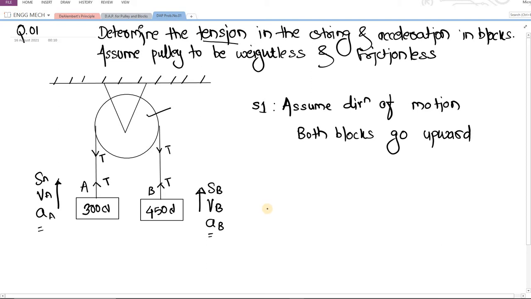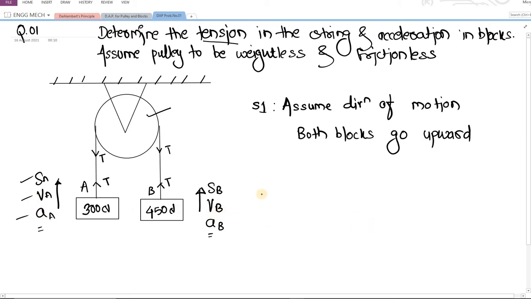If the value comes out to be positive for the acceleration calculation, then the assumption made for that specific block was correct. In case the acceleration value comes out to be negative, then we will convert it to positive and change the direction of motion for that specific block. For now, just remember, we have to mention a common direction of motion for the movement of the blocks. Both blocks go upward. That's why all the parameters, that is displacement, velocity, acceleration, everything is going upward.